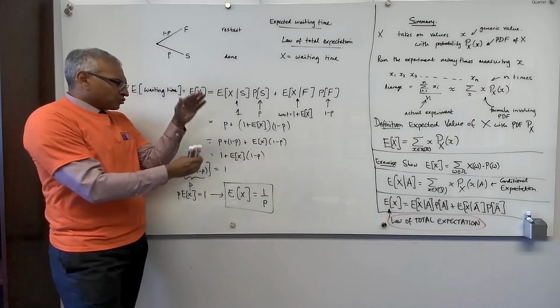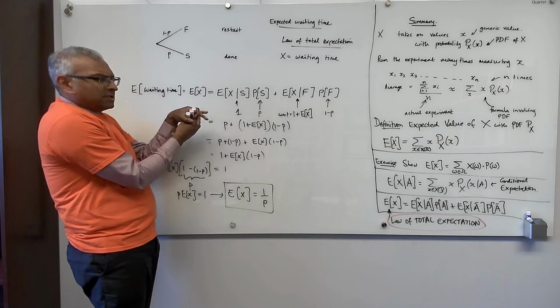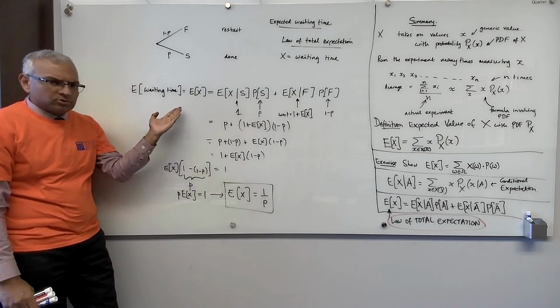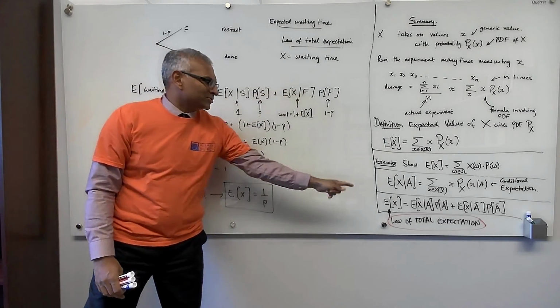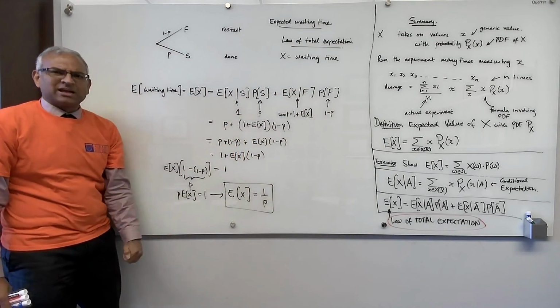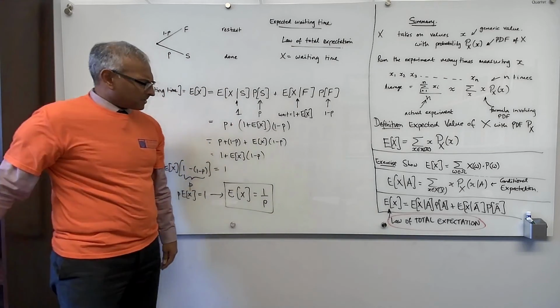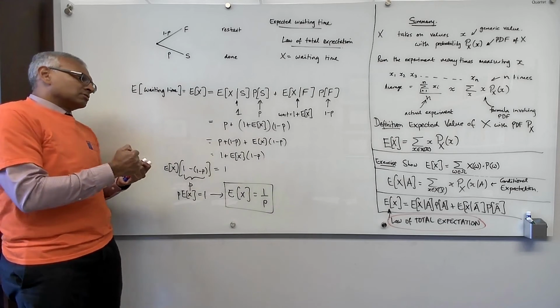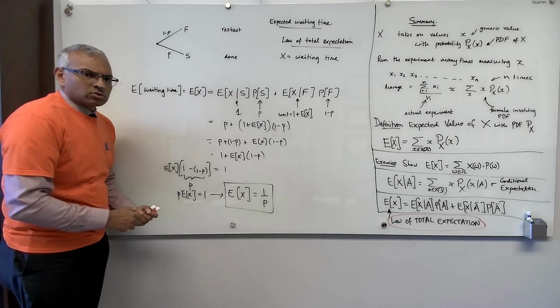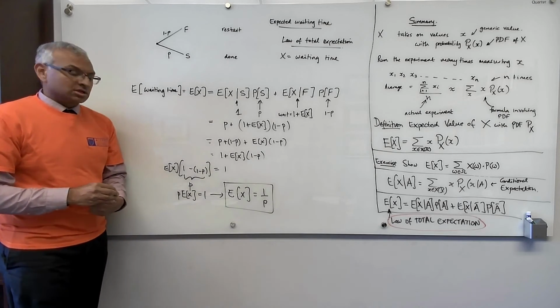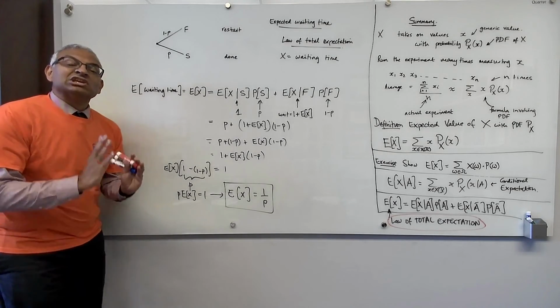I went through it very slowly because probably this is the first time you've seen this. But now you can imagine that once you become an expert at using the law of total expectation, these things are going to become second nature, trivial for you. So get good at the law of total expectation and the law of total probability. They can make computing expectations and probabilities much easier.